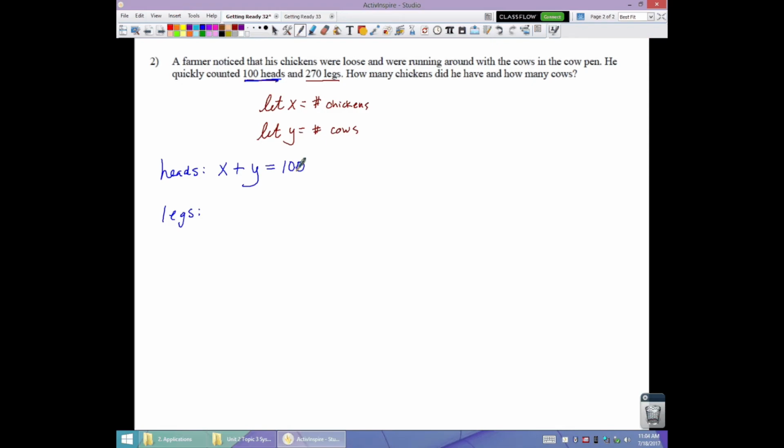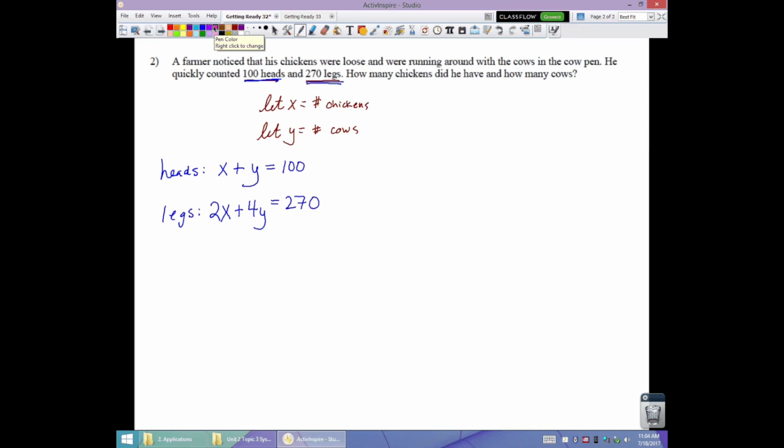Let's repeat that with legs. So how many legs does a chicken have? Each chicken has 2 legs. So 2 legs for each chicken, plus the cows have 4 legs. So 4 legs on each cow is equal to the total legs, 270. So you are expected to know how many heads and how many legs chickens and cows have. They did not write those numbers in the word problem.